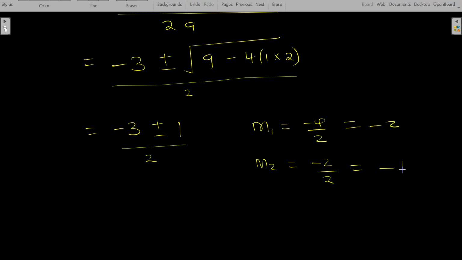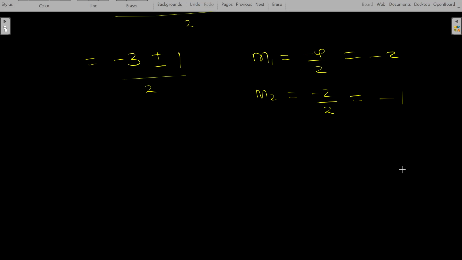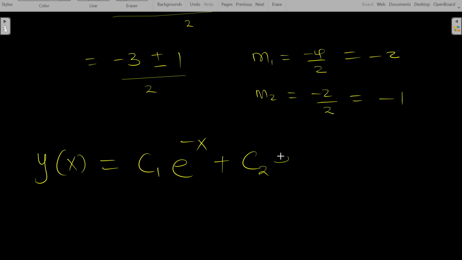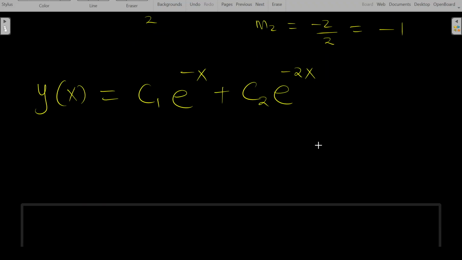Now, once we have that, we can check. The roots are not similar, so it will be the first case. So remember, y of x should equal c1 e raised to negative x plus c2 e raised to negative 2x. So that's my answer.